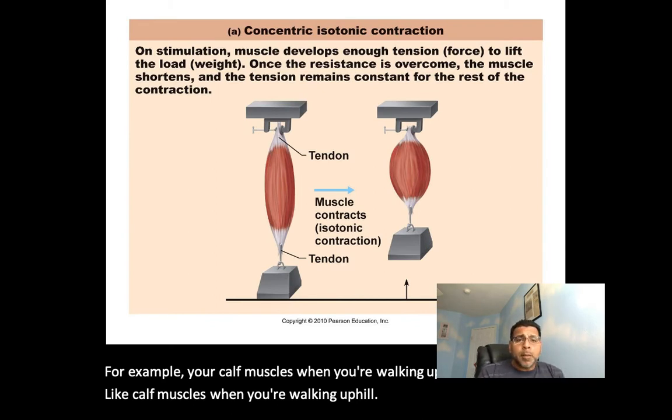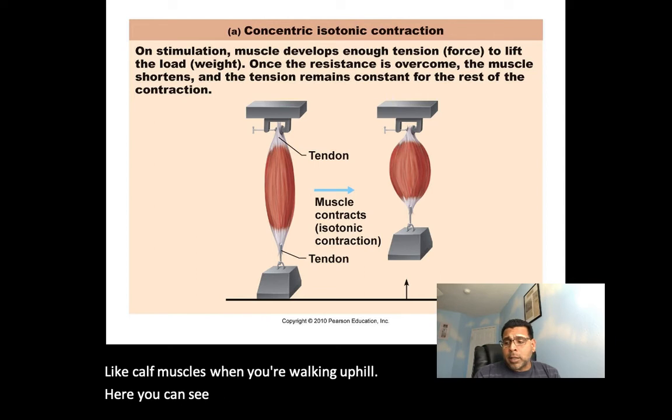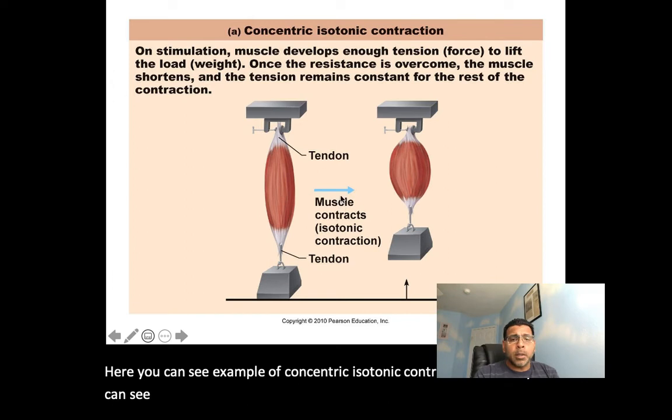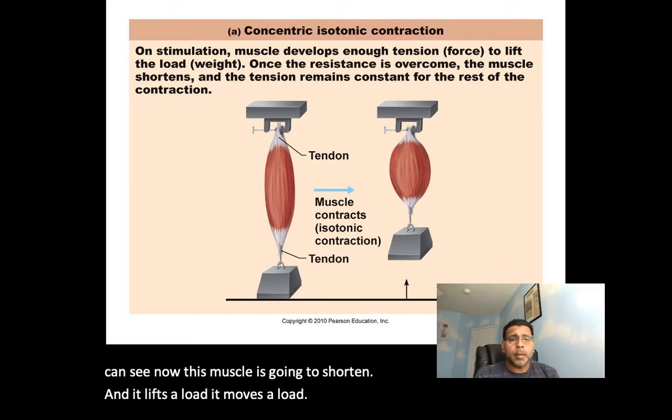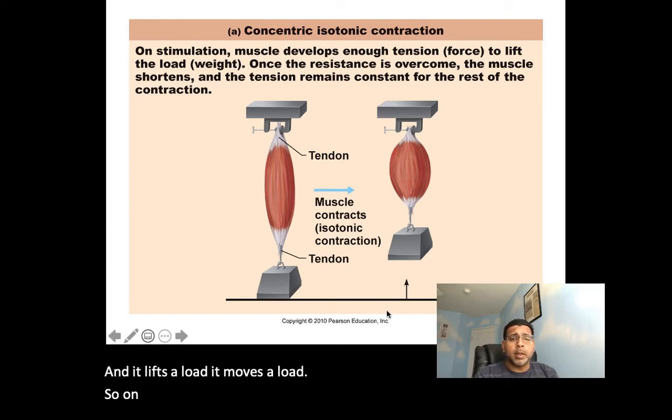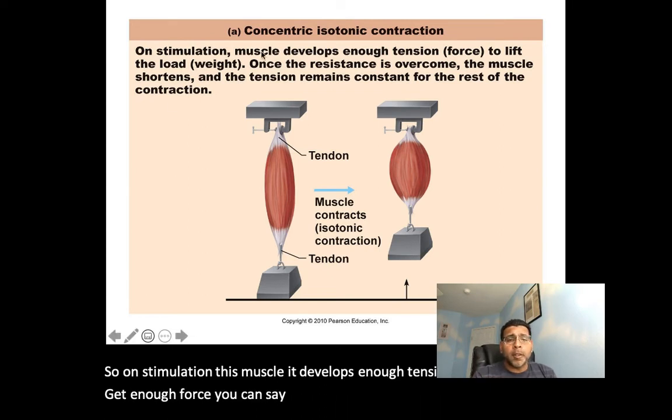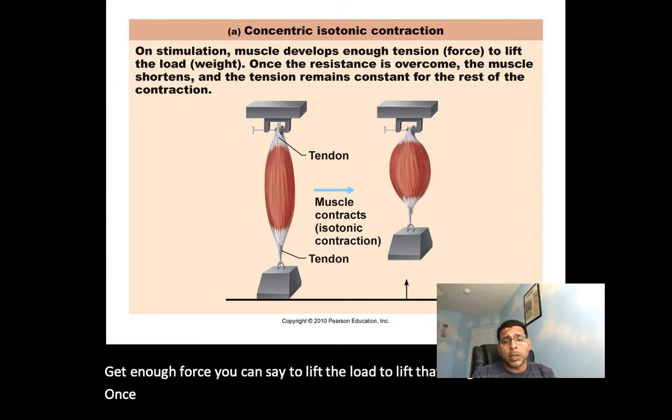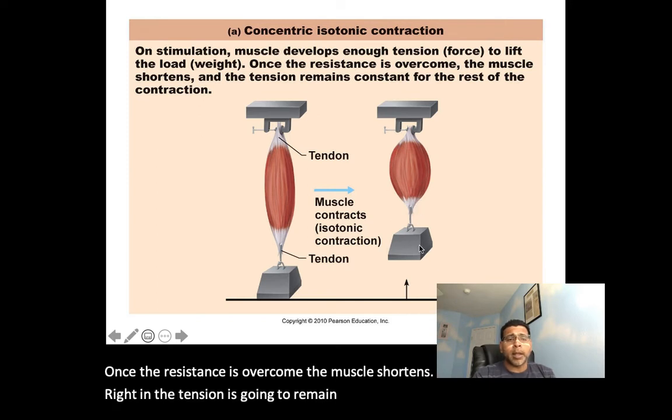Here you can see an example of concentric isotonic contractions, where the muscle is going to shorten and lift a load, it moves a load. On stimulation, this muscle develops enough tension, enough force, to lift the weight. Once the resistance is overcome, the muscle shortens, and the tension remains constant for the rest of that contraction.